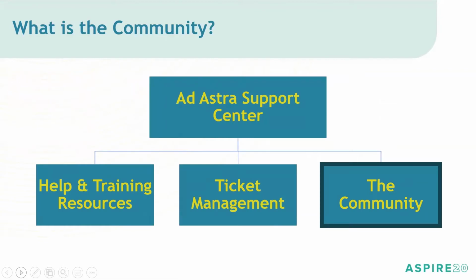So let's talk about the community. I think it's helpful to understand first where it lives, and then we can dig into how we use it. So what you'll see here is we have a high level umbrella, the Ad Astra Support Center. And within the Support Center, we have help and training resources, ticket management where you can submit and manage your support tickets, and we have the community. In this session, we're going to focus on the community, but please know that there is a separate session on the topics of help and ticket management also offered at Aspire if you'd like to attend that session.